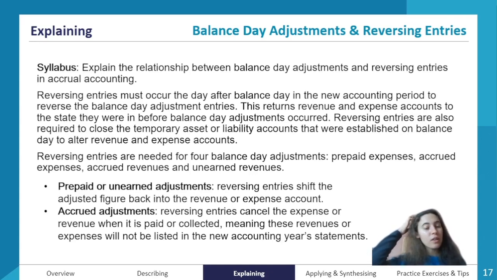So reversing entries are also required to close any temporary asset or liability accounts that were established on balance day to alter any revenue and expense accounts. Reversing entries are needed for 4 of our balance day adjustments, which are the main ones that we usually think of: prepaid expenses, accrued revenues, and unearned revenues. So 2 of these are assets and 2 of these are liabilities.